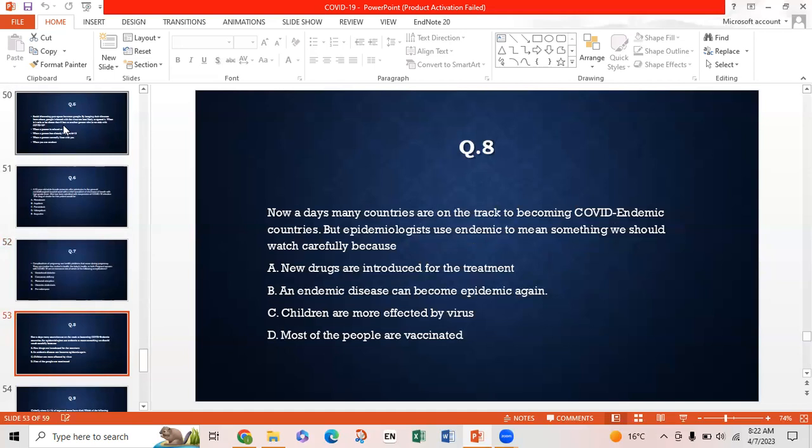Eighth MCQ: nowadays many countries are on the track to becoming COVID-19 endemic countries, but epidemiologists use endemic to mean something we should watch carefully because option A, new drugs are introduced for the treatment, B, all endemic diseases can become epidemic again, C, children are more affected by the virus, and D, most of the people are vaccinated. B. Yes, B is the right answer. An endemic disease can become an epidemic again.